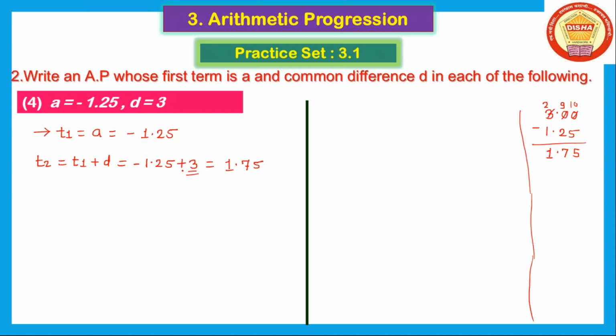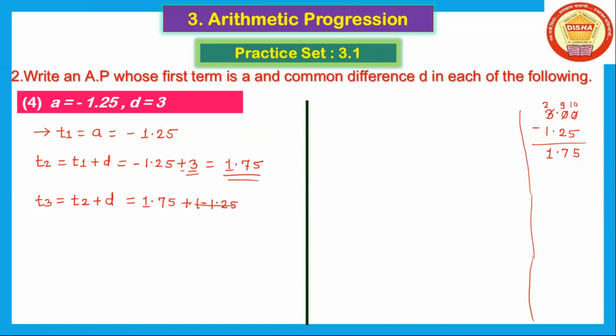Give the sign of the bigger number. The bigger number is 3 and here the sign is plus, so the answer is positive. The second term for the given AP is 1.75. Then we find the third term, that is equal to T2 plus D. Okay. The second term we find here, the second term is 1.75. Then we are taking here 1.75 plus D. Sorry, common difference is here 3.